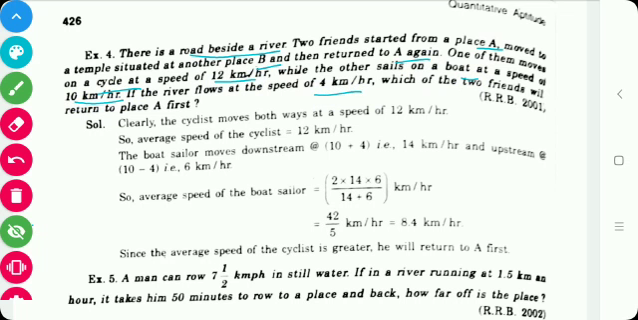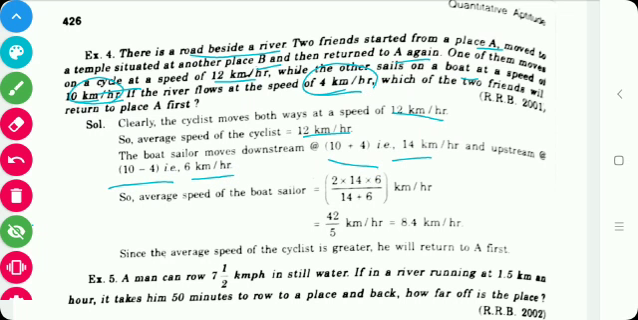Okay, so of the two friends, one moves by cycle and the other sails a boat. So the cyclist moves both ways at a speed of 12 kilometer per hour. So the average speed of the cyclist is 12 kilometer. The boat sailor moves downstream at 10 plus 4 and upstream 10 minus 4, so it is 14 and 6 km per hour. Downstream is 14 and upstream is 6.